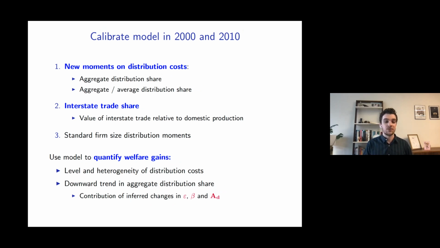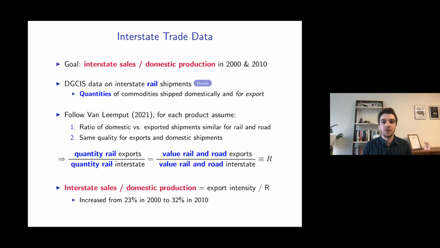And what's nice is we'll be able to separate the contributions of how much epsilon changed, how much beta changed, and how much AD changed. So before I get into the exact calibration, let me just tell you about the new data we put together on interstate trade.